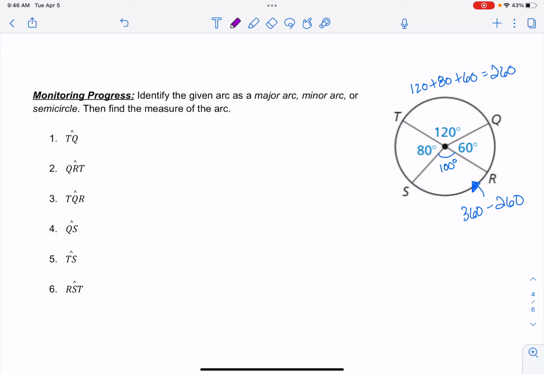So the first one we need is TQ. So TQ right here up top. So that's going to be 120 degrees. 120 degrees is a minor arc because it is less than 180.